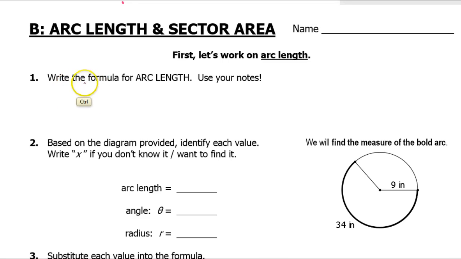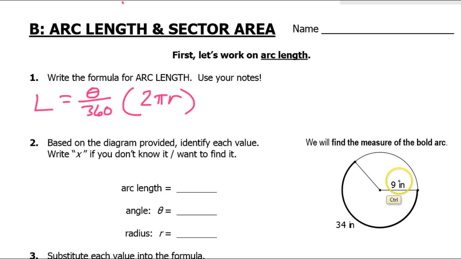All right, let's start by writing the formula for arc length. Well, arc length is a portion of the circumference. It's always going to be a fraction of the circumference. The entire circumference of a circle is 2 pi r. So the fraction of the circle is always going to be theta over 360, where theta is the central angle, which is the same thing as the arc measure. Sometimes they say it that way.